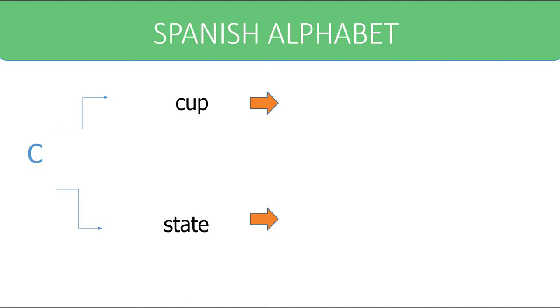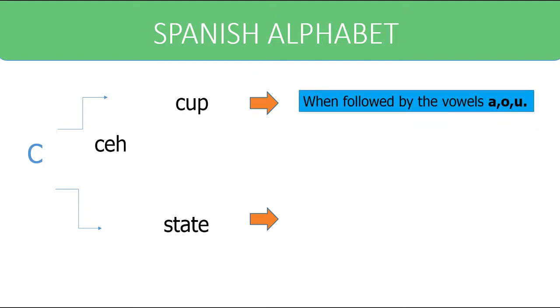Let's continue with letter C. Letter C in Spanish sounds C. But this letter has two different sounds or pronunciations. The first one is similar to the one in cup. And this sound will apply when the letter C is followed by the vowels A, O, and U. An example of this will be the word cuatro. Cuatro means four. And notice how the letter C is followed by the vowel U. That's why it sounds as cuatro, as in cup.